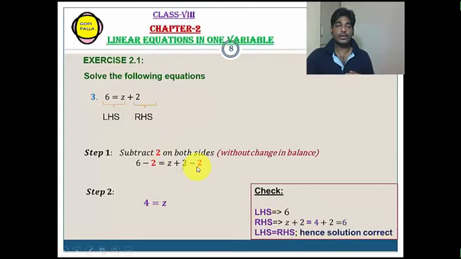We'll check whether it is correct or not. Here the left hand side is already 6. On the right hand side, in place of z we'll substitute 4. So 4 plus 2 is equal to 6. So the left hand side is equal to the right hand side, and the solution is correct.